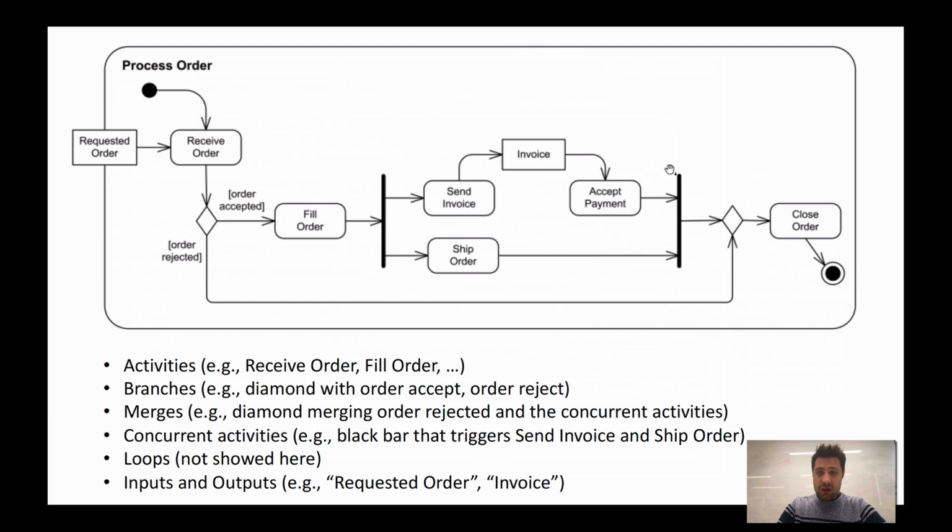At some point we have to synchronize again so that we can continue. So in this case, we can only continue after the order was shipped and the payment was accepted, and then the order is closed, and then it is done. We got to the end of our activity diagram.